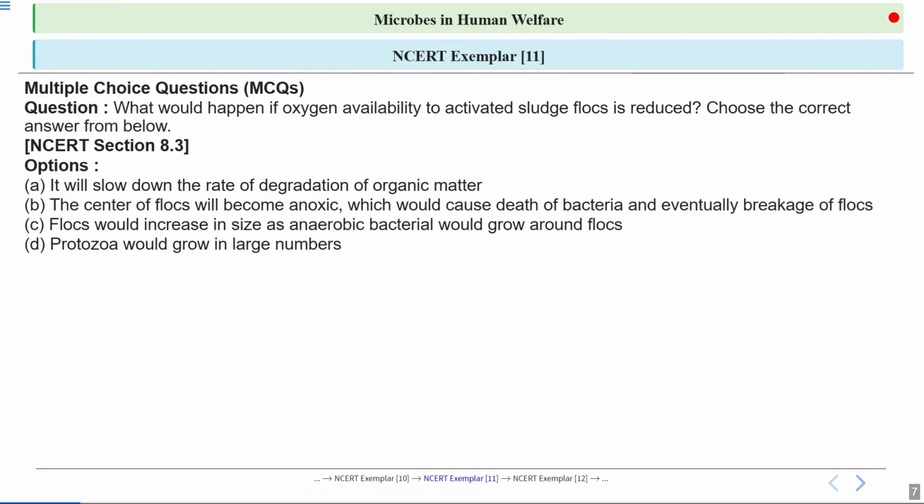Next question, what would happen if oxygen availability to activated sludge flocks is reduced? You have to choose the correct answer from below. Okay, so options are option number A, it will slow down the rate of degradation of organic matter. Option number B, the center of flocks will become anoxic, which would cause death of the bacteria and eventually breakage of the flock. Option number C, flocks would increase in size as anaerobic bacteria would grow around flocks. Then option number D, protozoa would grow in large numbers. So what will be the correct answer?